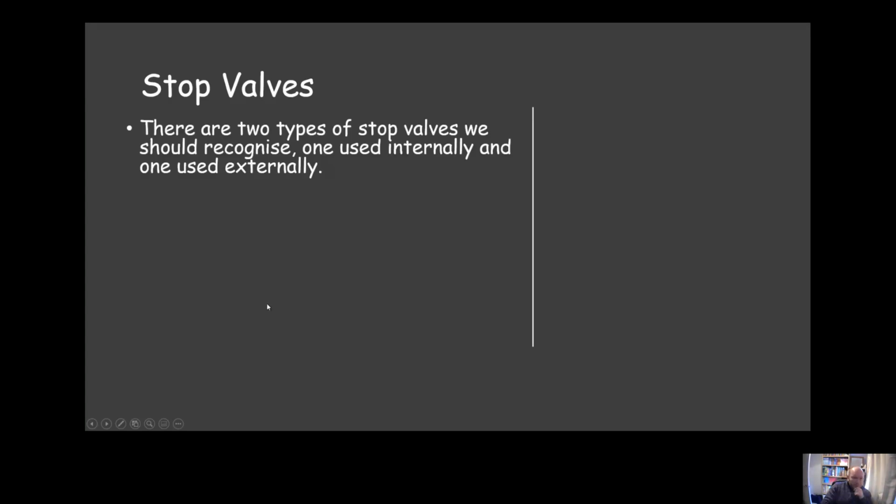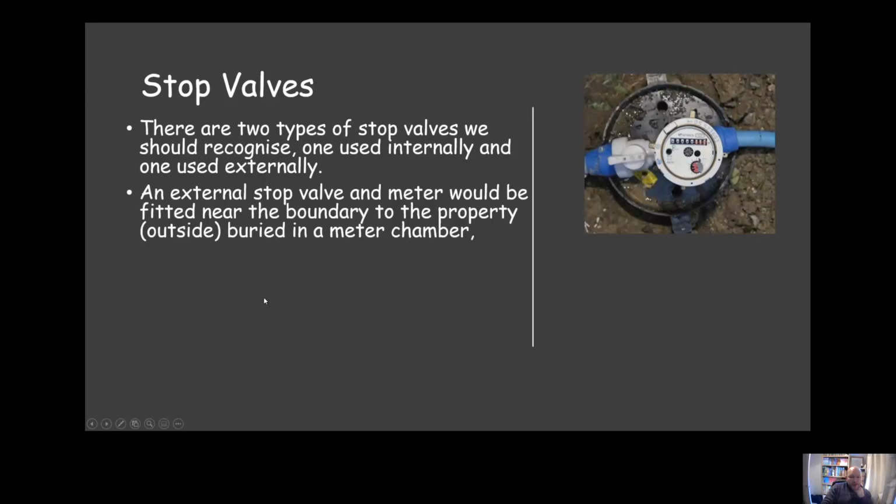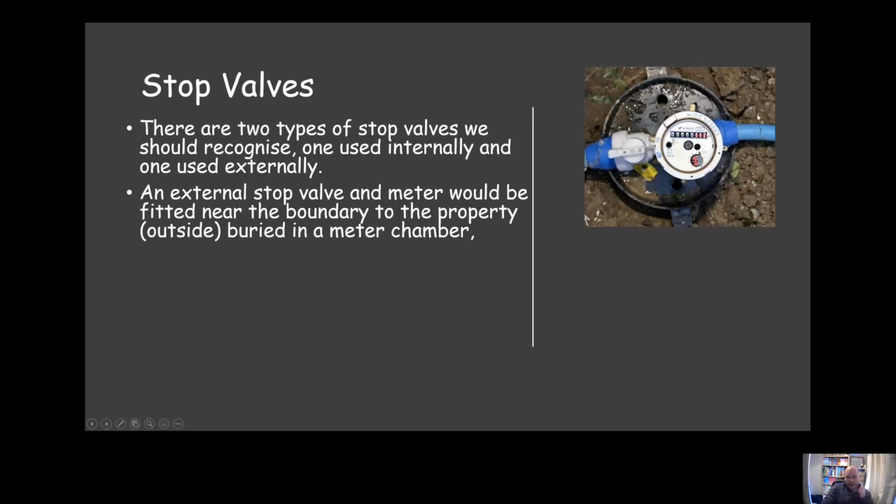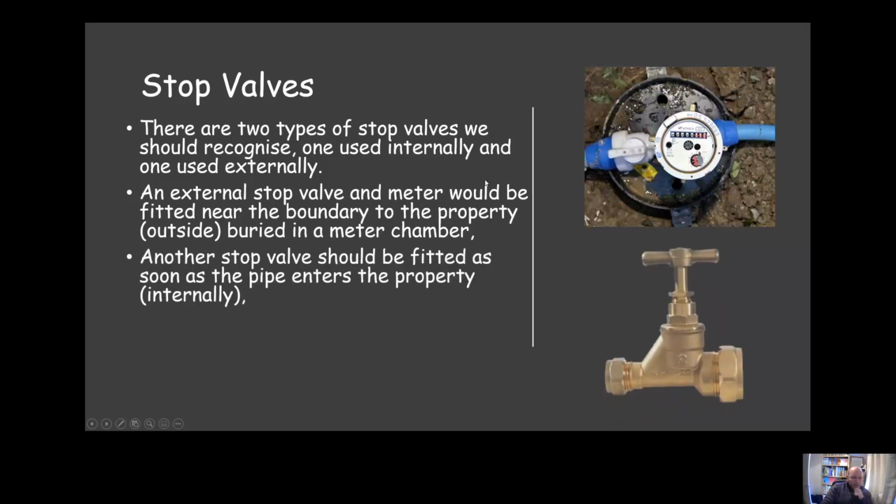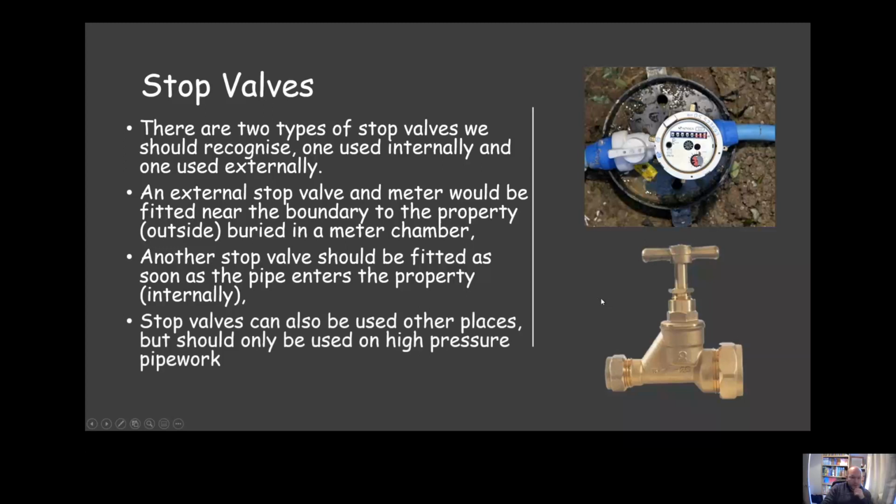Stop valves. There are two that we might need to recognise. This is an external stop valve, which will be fitted at the boundary of the property alongside the water meter. And an internal stop valve, this one most likely fitted on the MDPE pipe as soon as it comes into the property, but we can use stop valves anywhere on high pressure pipework.